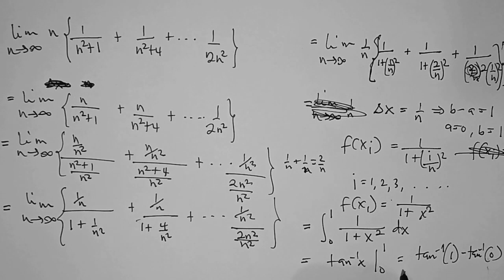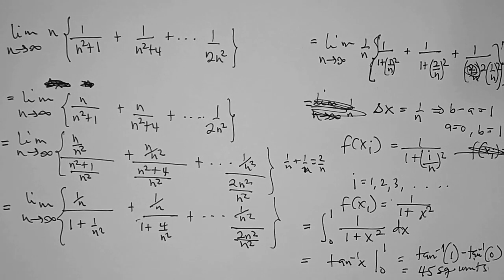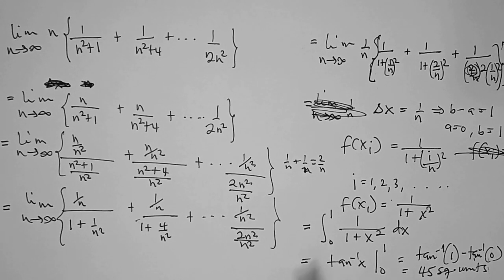Tan inverse of 1 is equal to 45. So this is 45. Tan inverse of 0 is 0. So 45 squared units. So that is the answer. Now, I will later do a video on how to do this sort of integration, integrating the inverse trig functions. Then we will understand why this is tan inverse of x.